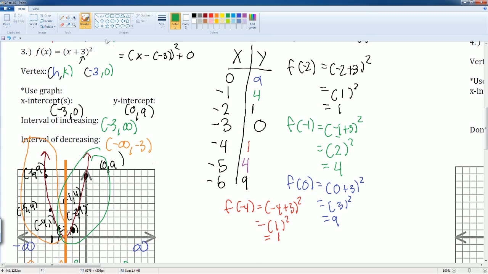So I went old school, like the first unit, on number 3. You could have done it another way if you want, but that's how I did it. Okay, there you go.